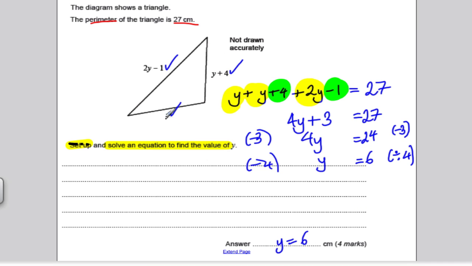Now, before you run ahead and do anything, make sure you substitute back in and check. That would then be 6, that would be 10, that would be 2 times 6, take away 1, which is 11. Do they add up to 27? Indeed they do. You know you've done it right. Okay, next question. Pause the video, have a go, mark your work.